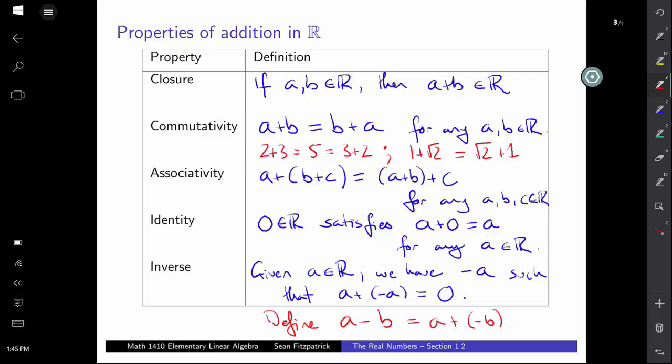This is what tells us that we can subtract the same number or add the same number from both sides of an equation and cancel things out and simplify, right? Because a and minus a, they cancel out to give me 0, and I know that adding 0 to something does nothing at all. So a lot of equation solving is driven by the identity property and the inverse property.